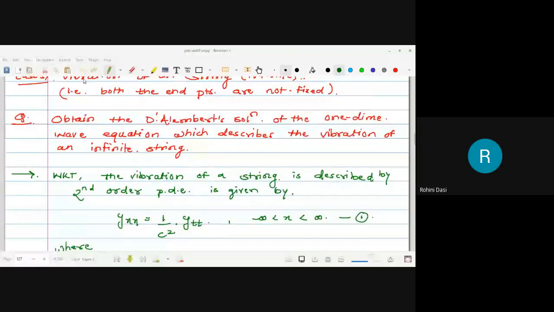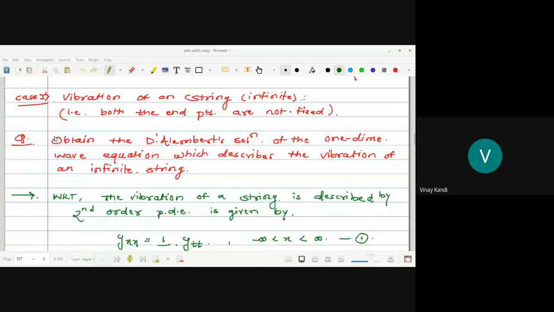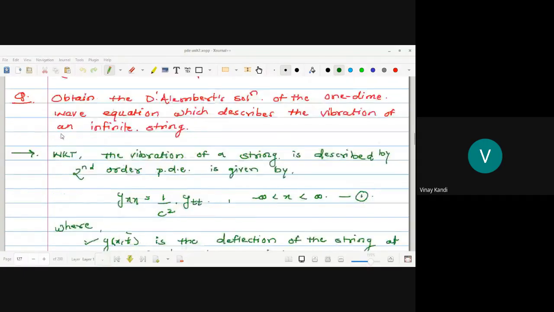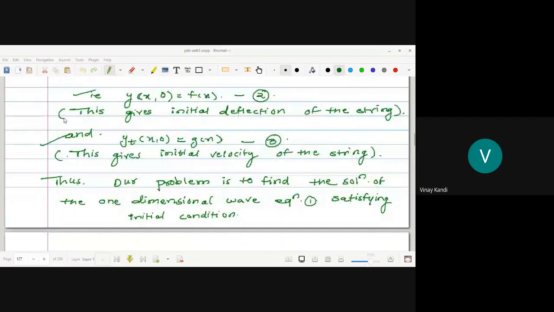Yes, sir. Okay. In the previous lecture, we saw the D'Alembert solution of the one-dimensional wave equation when the vibrating string is of infinite length, that is, the endpoints are not fixed. In this lecture, we will see case number 2, when one point is fixed and the other point is not: vibration of a semi-infinite string.